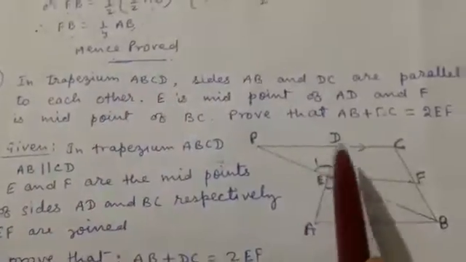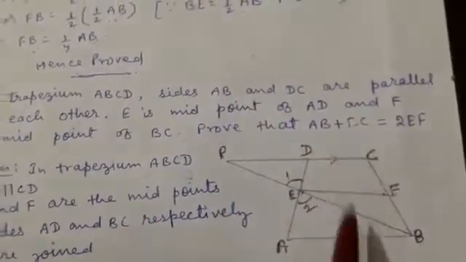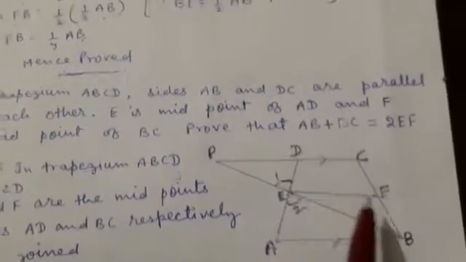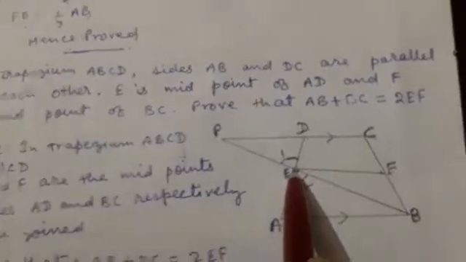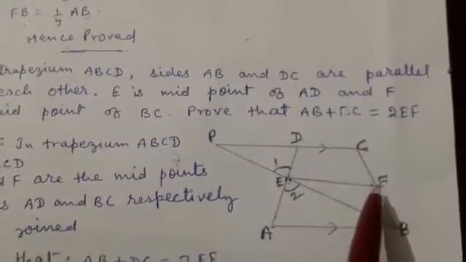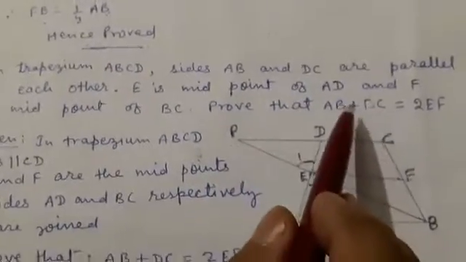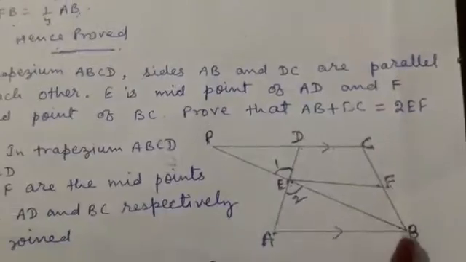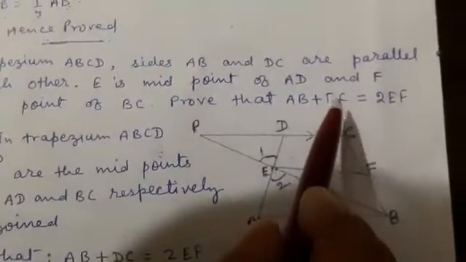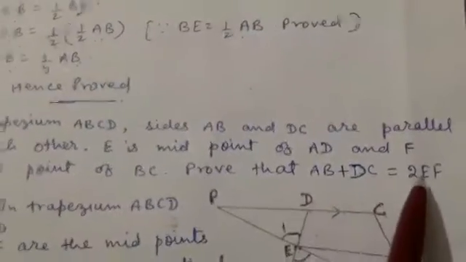In trapezium ABCD, sides AB and DC are parallel to each other. E is the midpoint of AD and F is the midpoint of BC. It is given. To prove that AB plus DC is equal to 2EF, we have to prove this one.